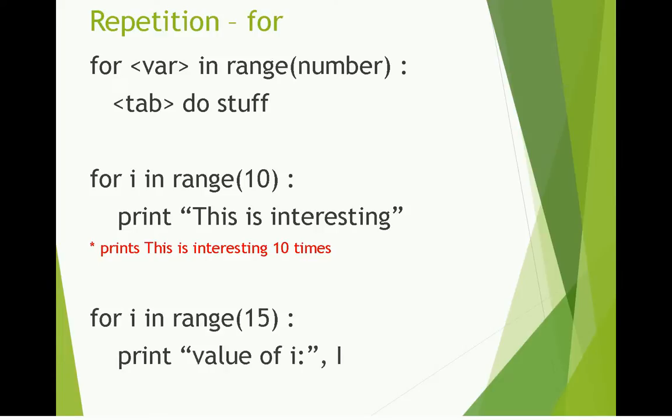For i in range 15, print the value of i. What this is going to do is print it 15 times, but what I want you to pay attention to is the fact that it doesn't print 1 to 15. It'll print 0 to 14.